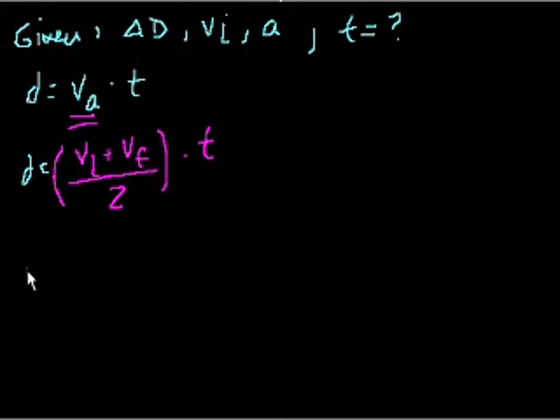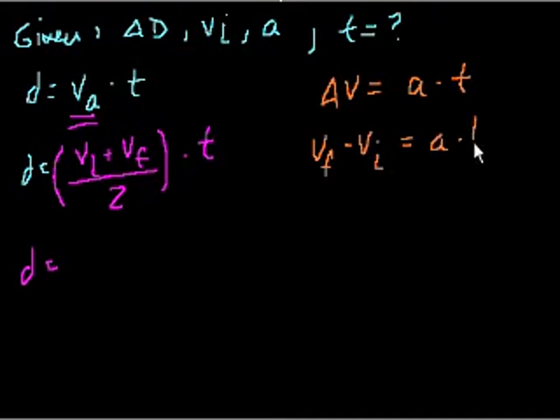So, well, I switched colors kind of arbitrarily, but distance is equal to, well, let me take a little side here, because what do we know about final velocity? We know that the change in velocity is equal to acceleration times time, right? Assuming that time starts at t equals 0. And the change in velocity is the same thing as Vf minus Vi is equal to acceleration times time.